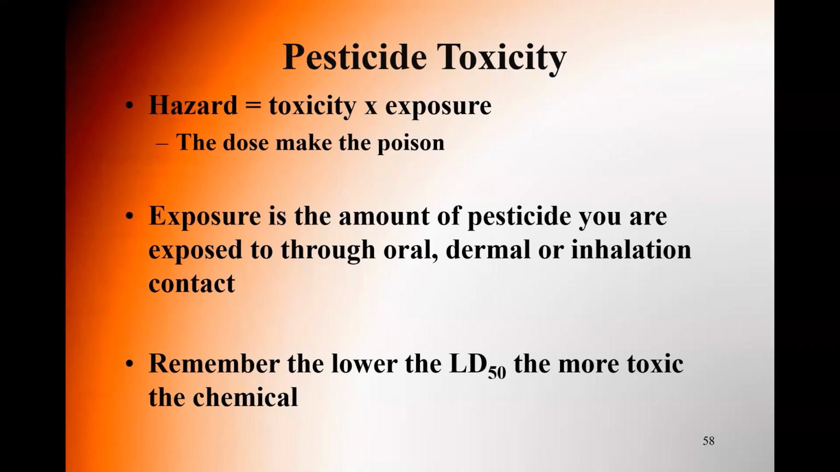So you can take low toxicity with high exposure and still have a hazard. Or you can take high toxicity with low exposure and still have a hazard. So you can have a low toxicity or exposure, but if you offset that with the high on the other side, you can still make it poisonous, toxic.